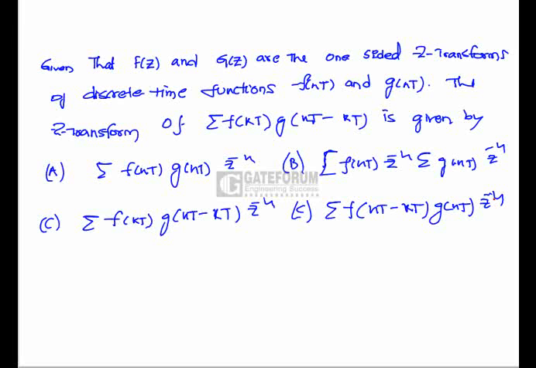F of z and G of z are the one-sided z transforms of the discrete time functions f of nT and g of nT. The z transform of the summation of f of kT g of (nT minus kT) is given by.